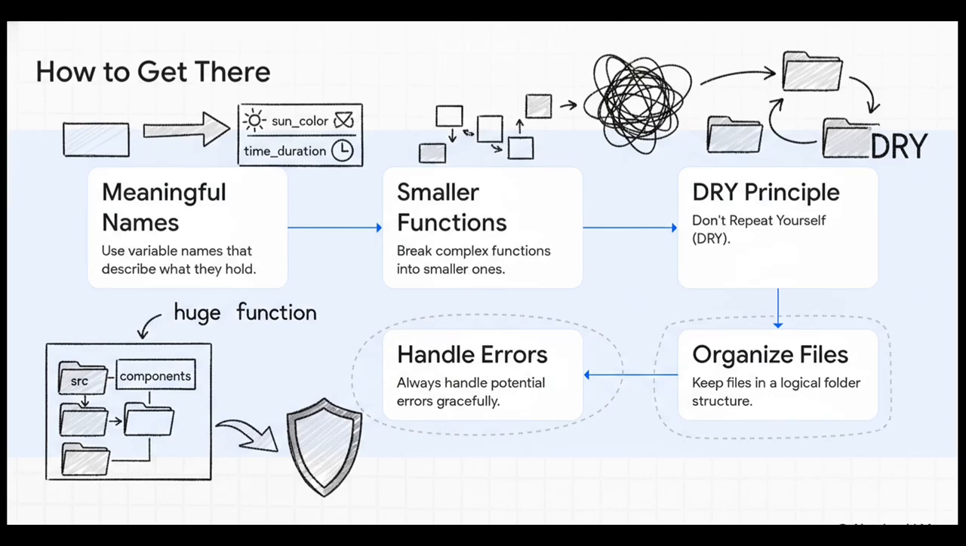1. Use variable names that make sense. Don't just call something X. 2. If you have a giant function, break it into smaller bite-sized ones. 3. Live by the DRY principle. Don't repeat yourself. 4. Have a clean, logical folder structure. And 5. Please, please, please handle your errors. Don't just let things crash.